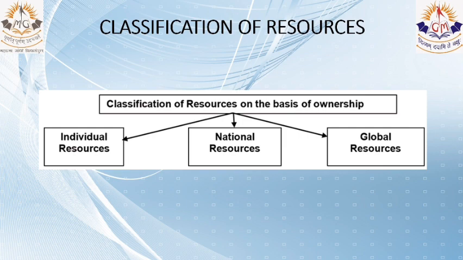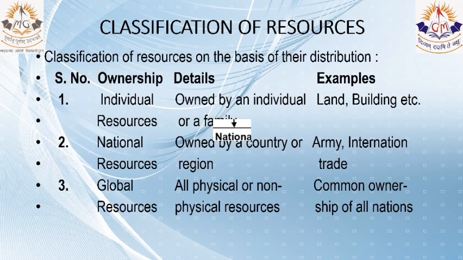Based on ownership, the third classification of resource is it can be a global resource. That means it belongs to everybody present on the earth. It belongs to all the countries, it belongs to whole of humanity. Now let us have a look at the same thing, classification of resources based on their distribution. First one is ownership. Then ownership has individual resource, national resource, and global resource. That is what we just learned.